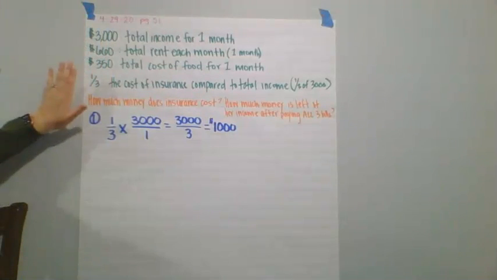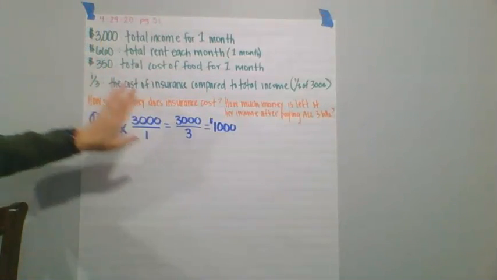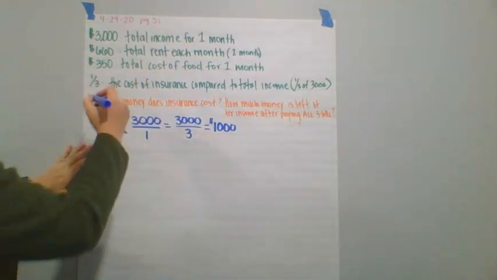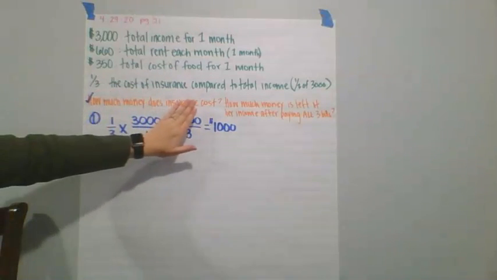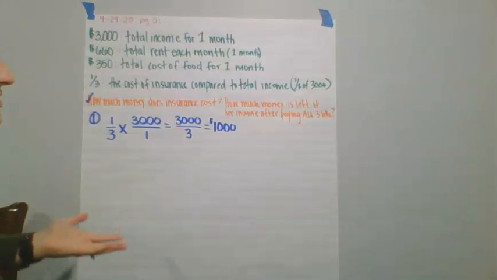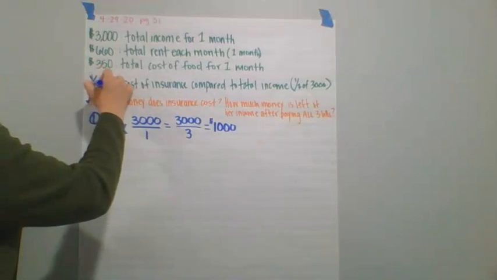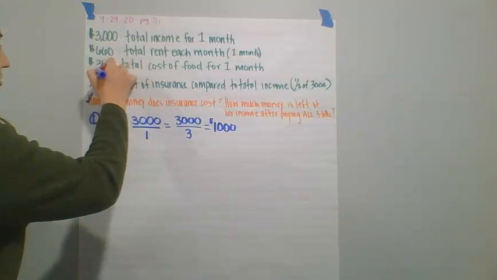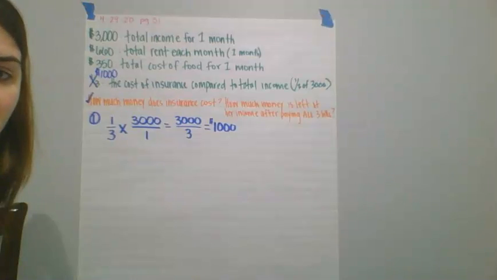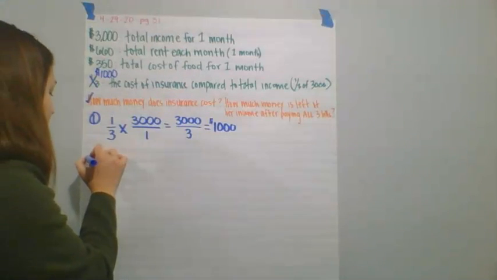All right. So 1/3 of her income goes to insurance. So we found out that that's $1,000. So we know that she spends $1,000 on insurance. Now we want to know how much is left after she pays all of these bills. So I'm going to go ahead and put 1,000 here because that's our new dollar amount. And now we want to figure out how much money she's actually spending.